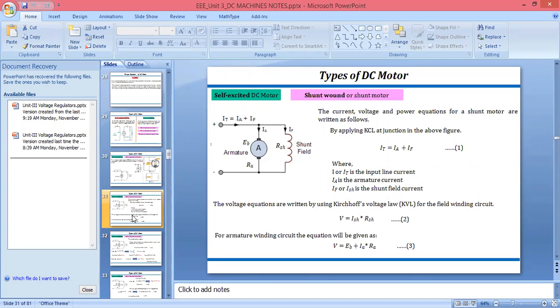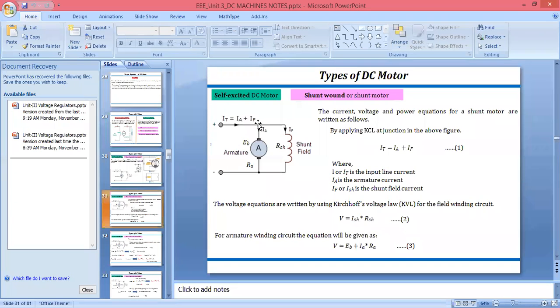So what does node mean? If at any point in the electronic circuit or electrical circuit, because EMF is used in electronics as well as in electrical engineering, more than or equal to two components are connected, at that time we call that point a node.